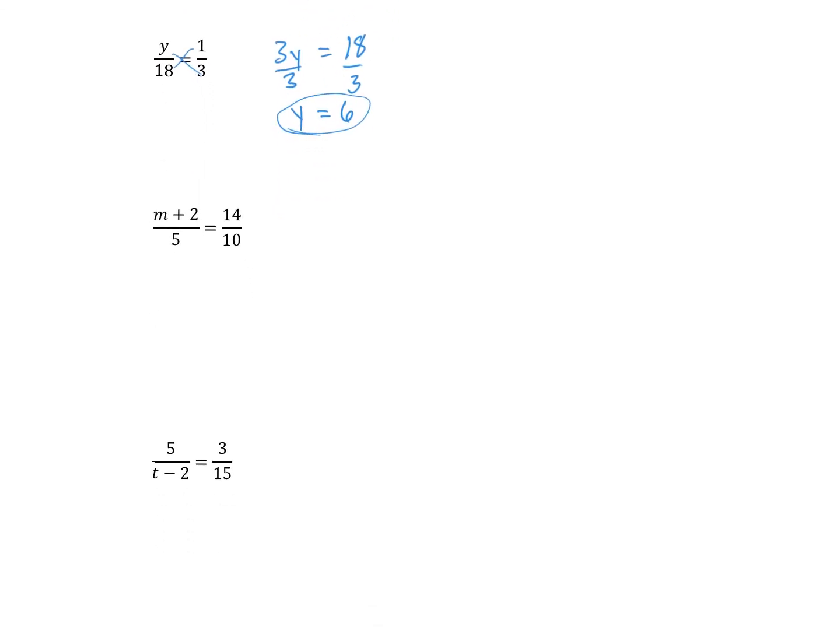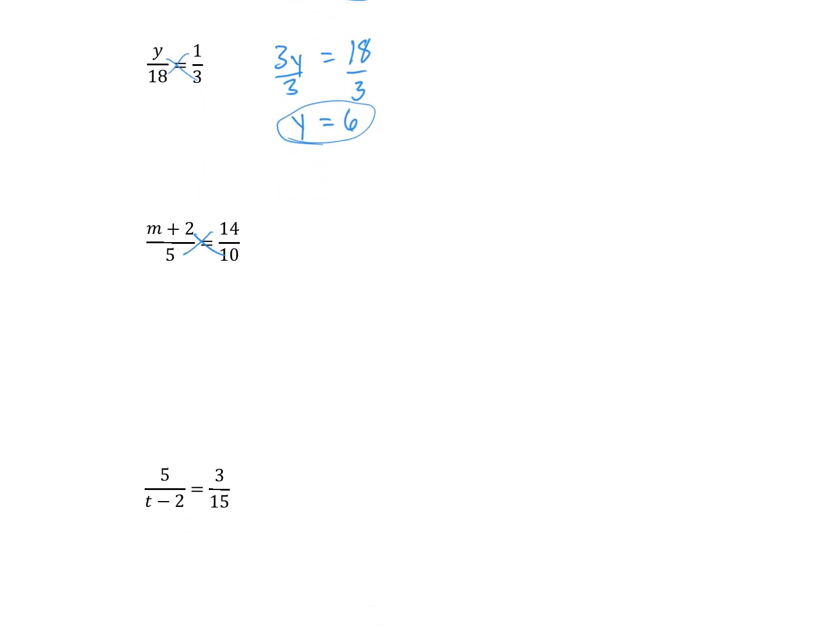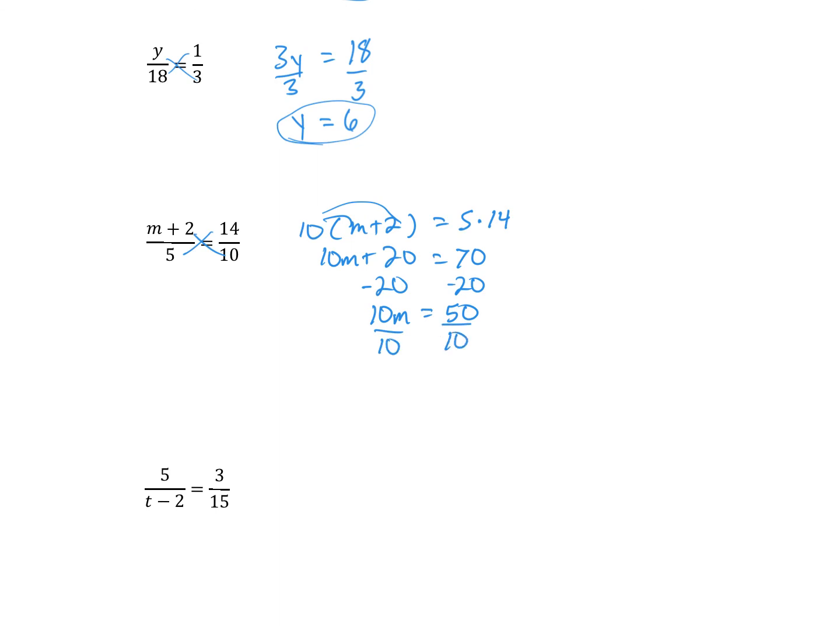This gets a little bit more complicated, but nothing we can't do. So we have 10 times m plus 2 equals 5 times 14. I'm going to distribute. So this is 10m plus 20. 5 times 14 equals 70. Now I'm just going to solve for m. I'm going to subtract 20. We get 10m equals 50. Divide by 10. M should equal 5.